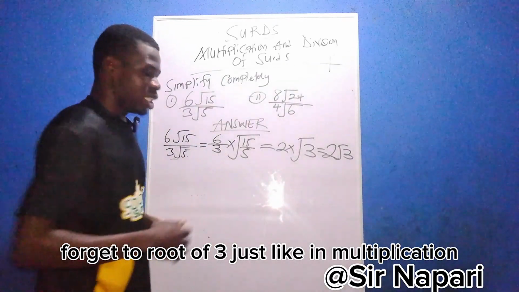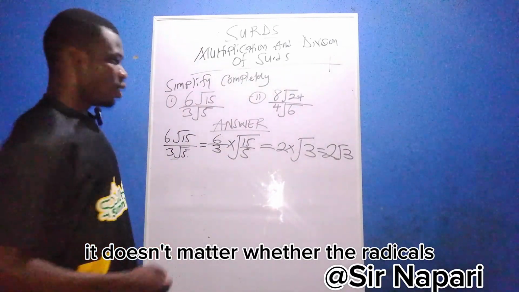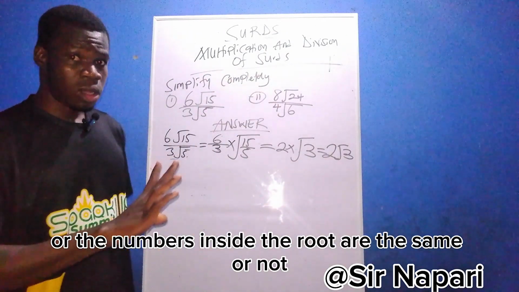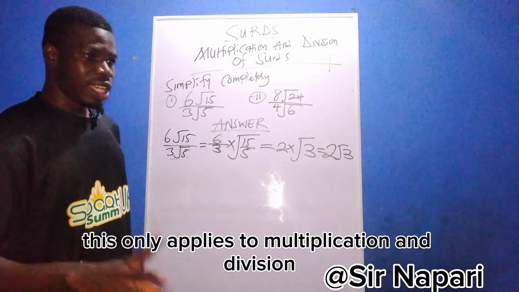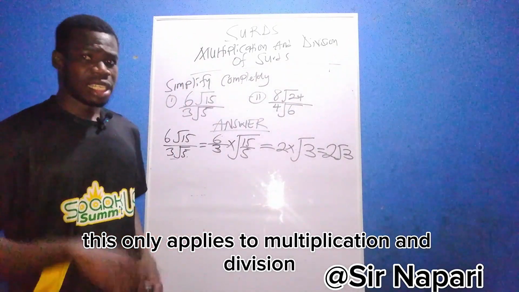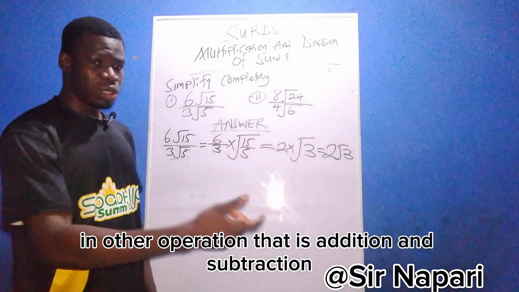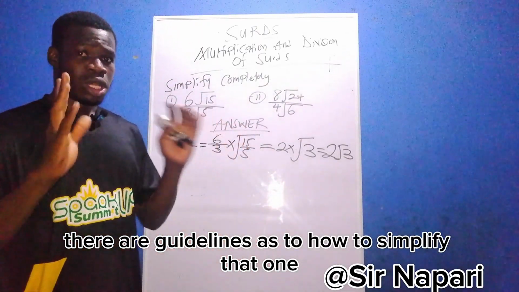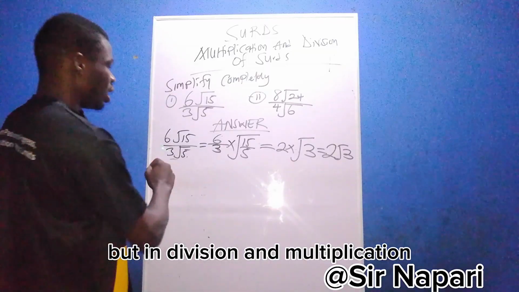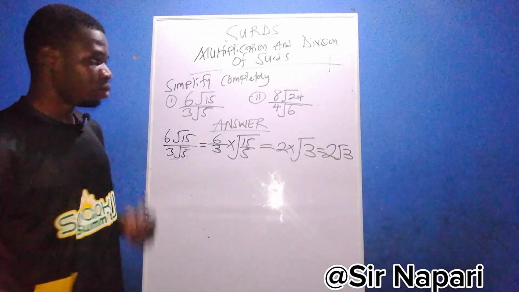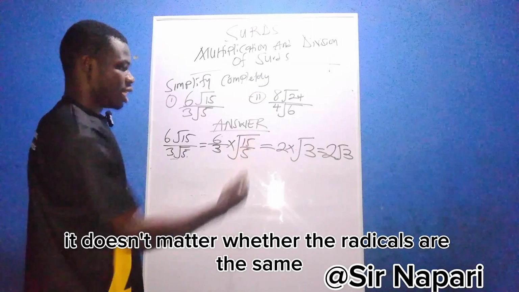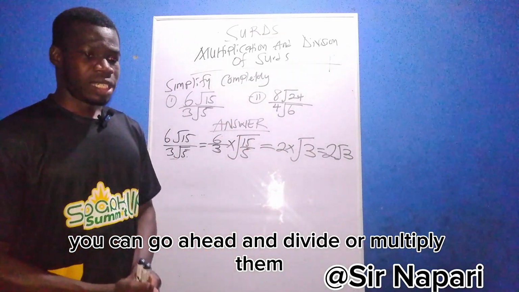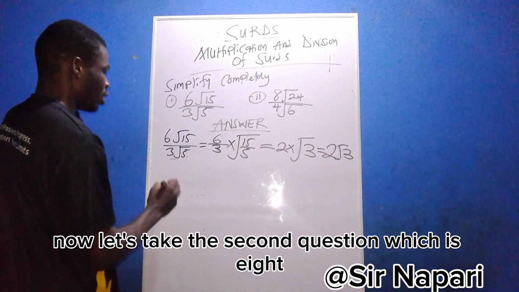Just like in multiplication, it doesn't matter whether the radicands or the numbers inside the root are the same or not. This only applies to multiplication and division. In other operations, that is addition and subtraction, there are guidelines as to how to simplify them. But in division and multiplication, it doesn't matter whether the radicands are the same. You can go ahead and divide or multiply them.